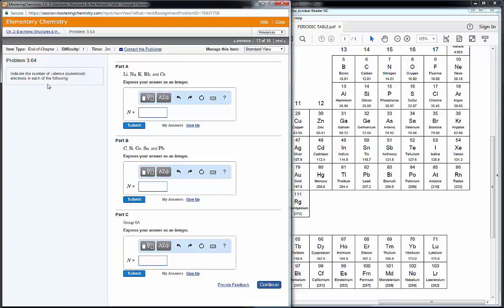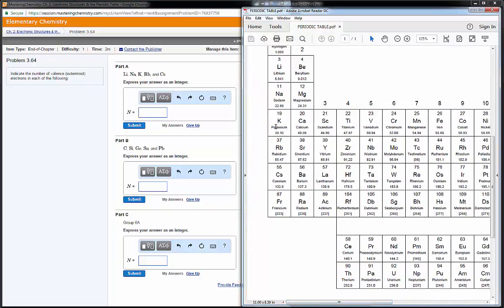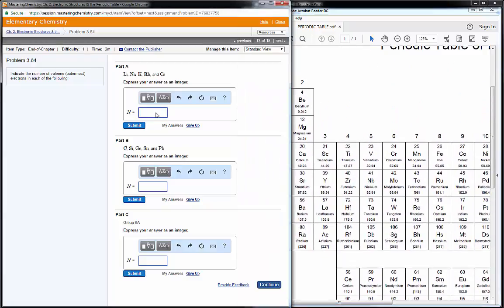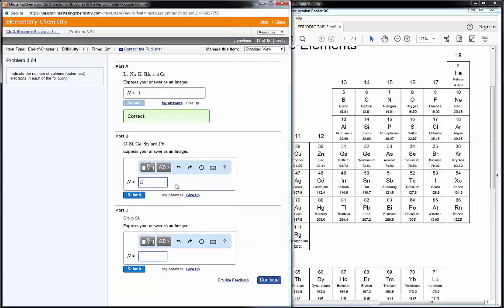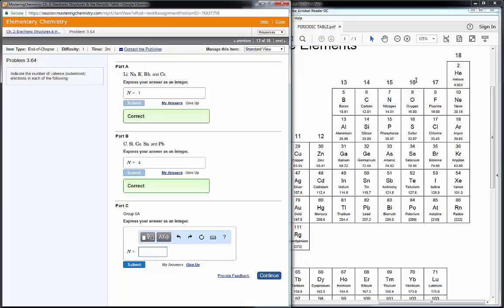Identify the number of valence electrons in each of the following: lithium, sodium, potassium, rubidium, and cesium. Those are all group 1 elements, so that would be 1 valence electron. Carbon, silicon, germanium, tin, and lead, they're in column 4, so they will have 4 valence electrons. And group 6 would have 6.